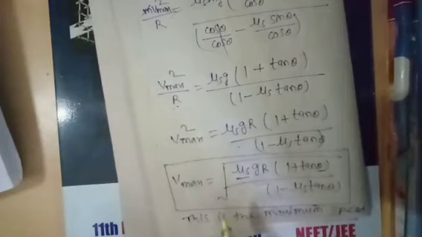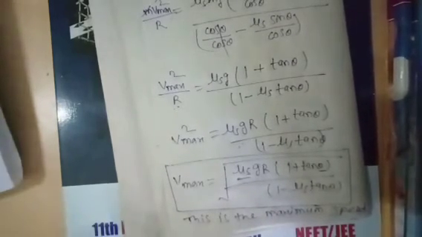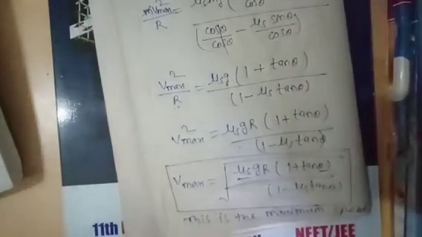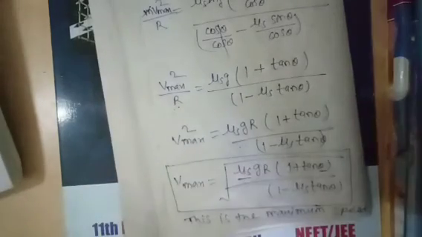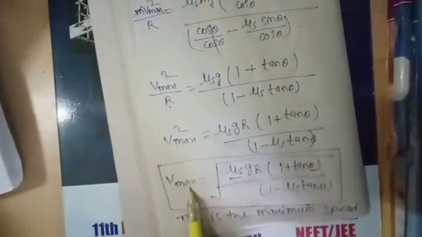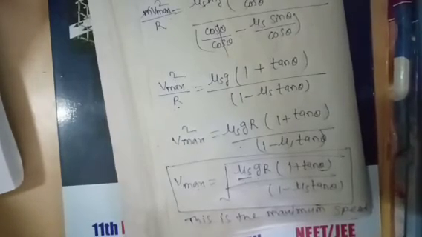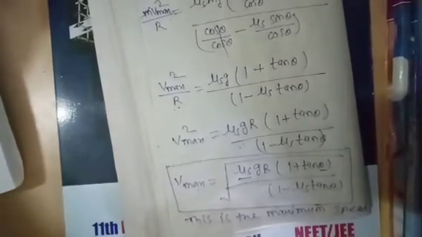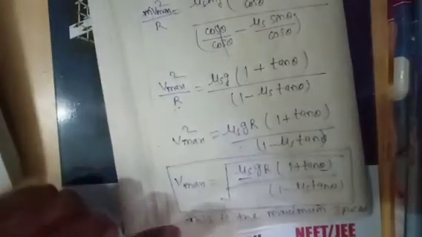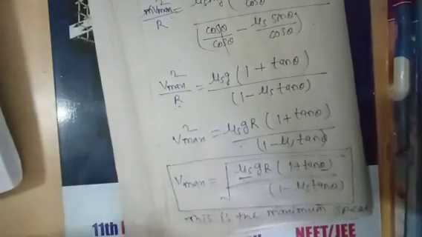Beyond that speed, if your vehicle travels faster than that, then your vehicle will slip down or skid. If you travel more than this velocity, your vehicle can't travel safely, it will skid. Therefore this is the maximum velocity when the vehicle travels on a banked road.